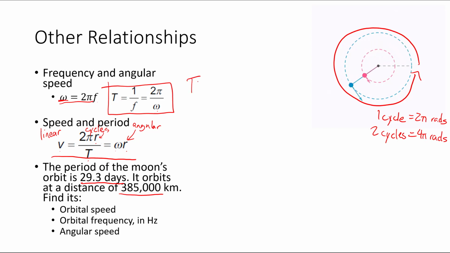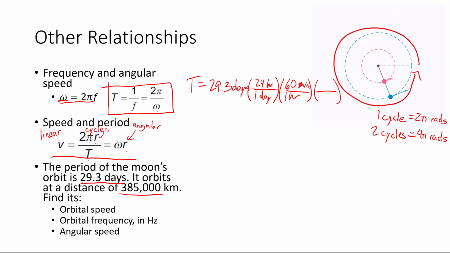So let's convert first our period to seconds. So it's 29.3 days. And we have what? One day is 24 hours. And we have 1 hour is 60 minutes. And 1 minute is 60 seconds. So our units cancel, and we're left with conversion to seconds.